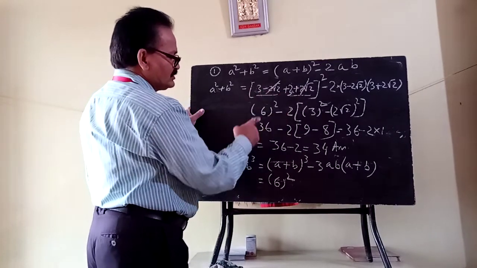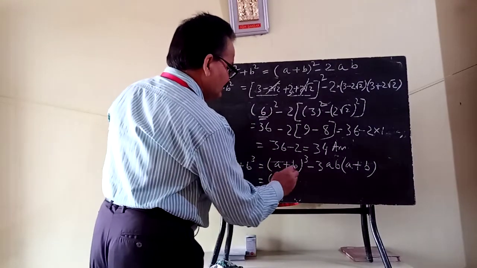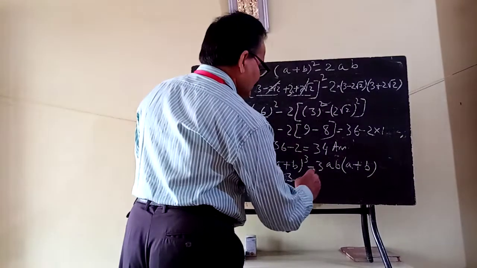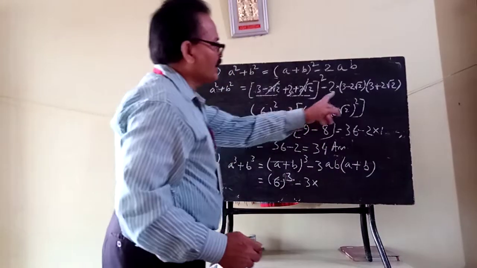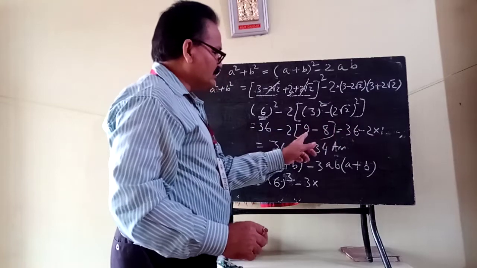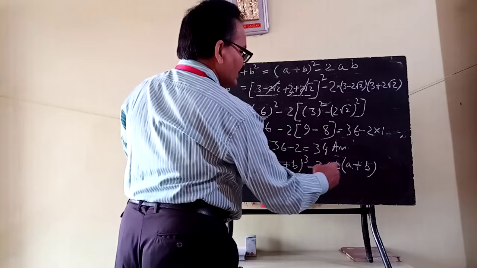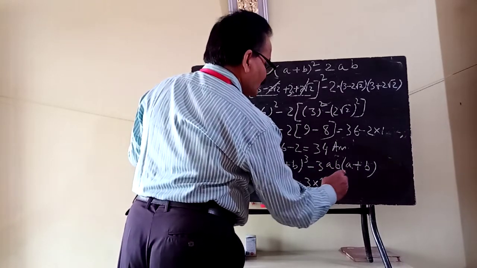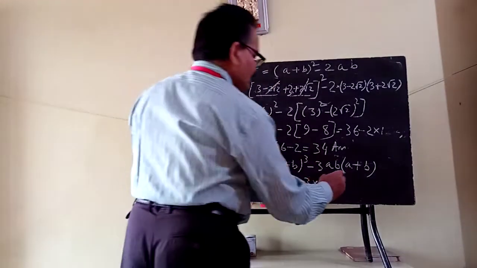3 plus 3 is 6. This is the value of a plus b, 6. Then this is 6 cube. A plus b whole cube is 6 cube. Minus 3 into ab. The product of a and b is what? a square minus b square, that is 9 minus 8, that is 1. So a into b is 1. Plus, again into a plus b. a plus b is what? 6 into 6.